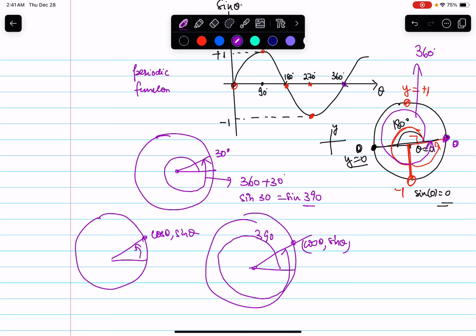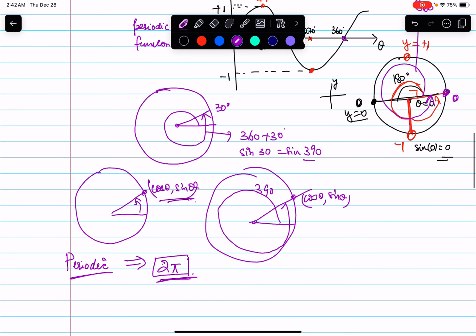Right? So that's why sine of theta and cosine of theta are periodic functions. And periodic functions means that they're repeating functions. The period, or the size of one oscillation, is given by 2 pi. So they repeat at every 360 or every 2 pi radians. That's when the repetition will take place. So it's 2 pi or it's 360 degrees.